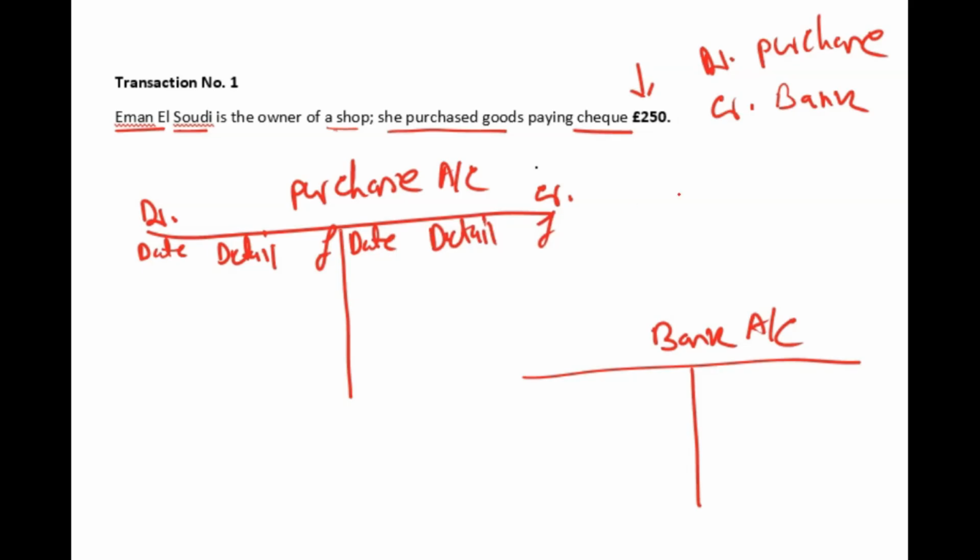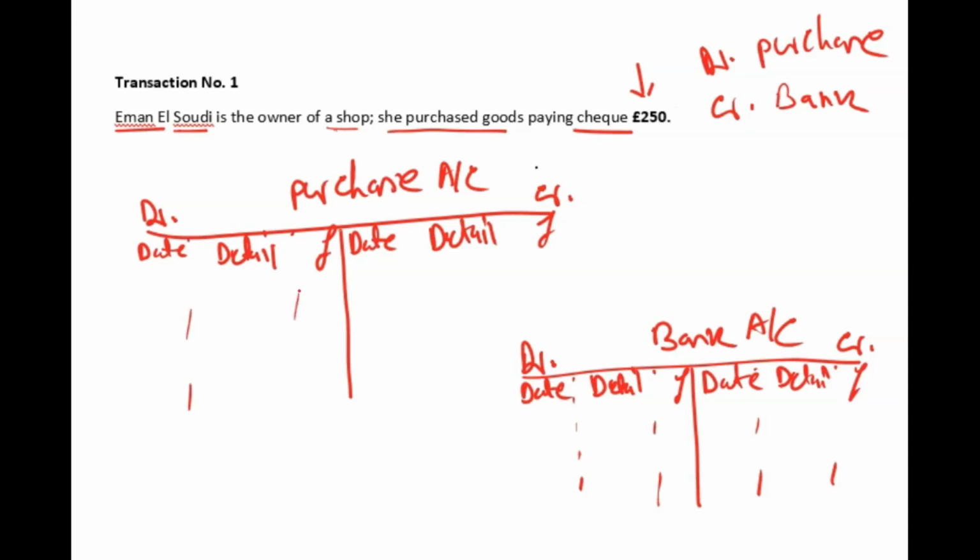Why is it called a T account? It looks like the alphabet T in English. That's why it's a T account. Bank account: there's the bank account with DR on your left hand side, CR on the right hand side, and again date, detail, money. Three columns.